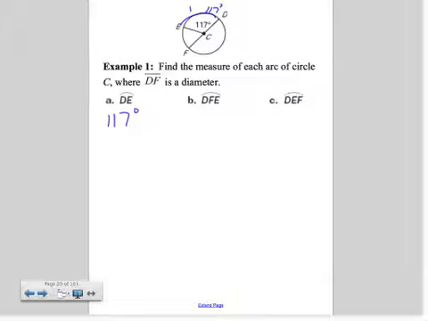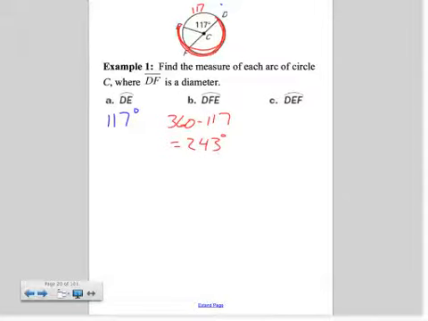DFE, again, I'm going to erase here so we can clarify what we're looking at now. So DFE means start at D, travel along the circle, pass through point F, and then stop at E. All right, so I'm looking for this big arc here. Well, we already know that this piece here was 117. And so 360 minus 117 is going to give me the measure of my major arc. 360 minus 117 is going to be 243. So 243 degrees.